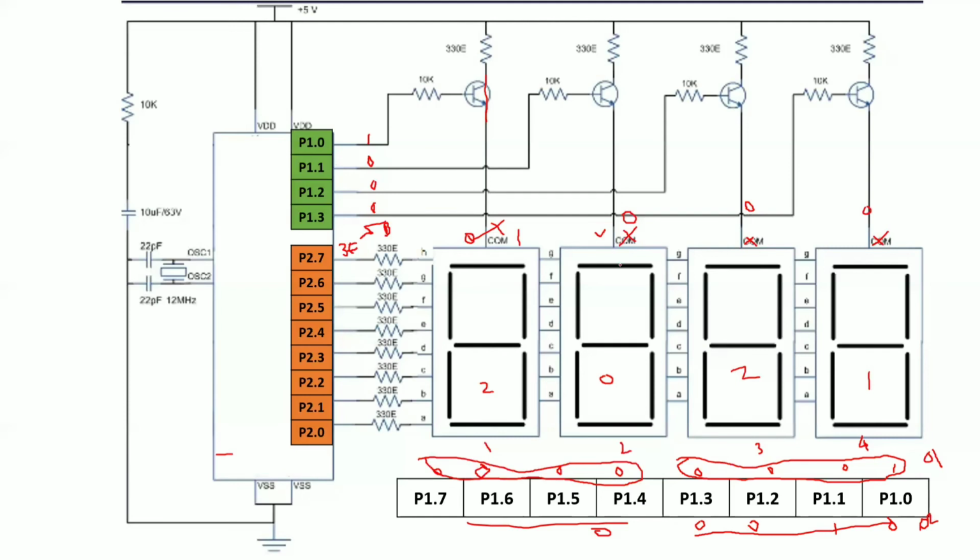It will enable the second display and disable the remaining 3 displays, so that I can put the digit in this particular second 7 segment display. Now you understood, right, how to enable the individual 7 segment displays in order to represent the individual digits.